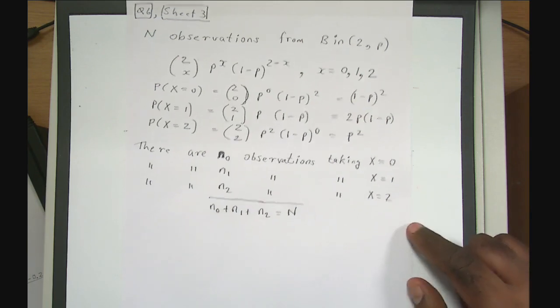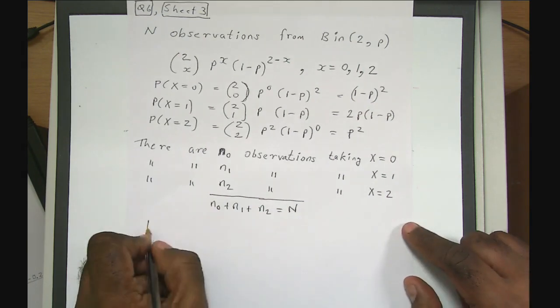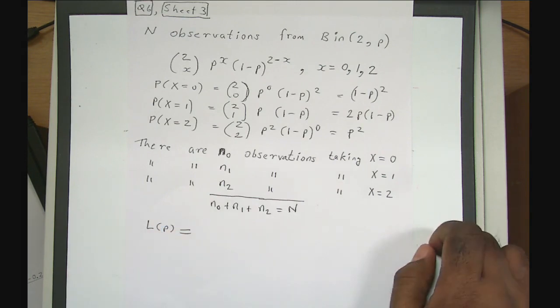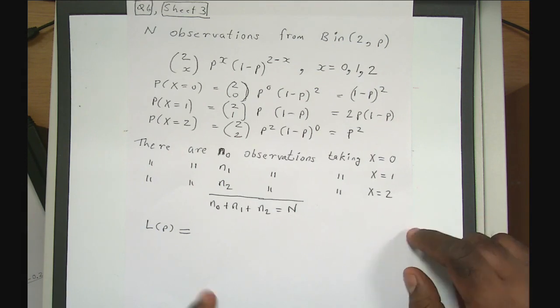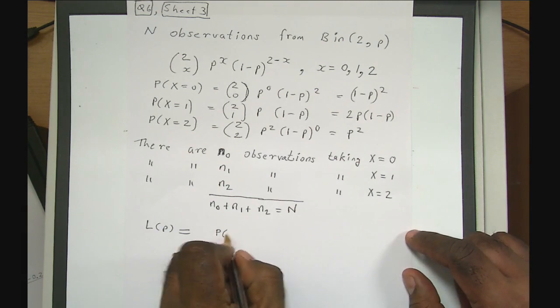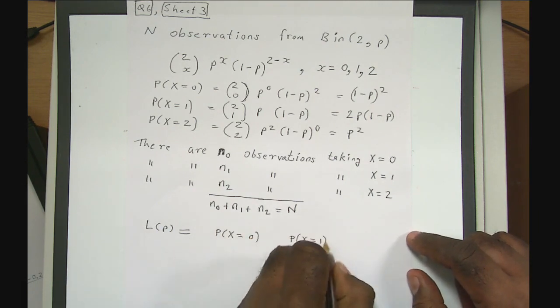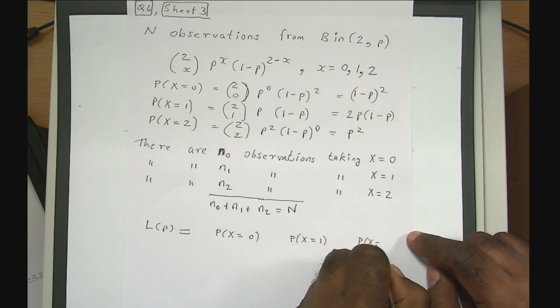Now the question was to find the MLE of p. To find the MLE, the first thing you need to do is to write down the likelihood function, guys. The basic blocks are these ones. These are the 3 basic blocks.